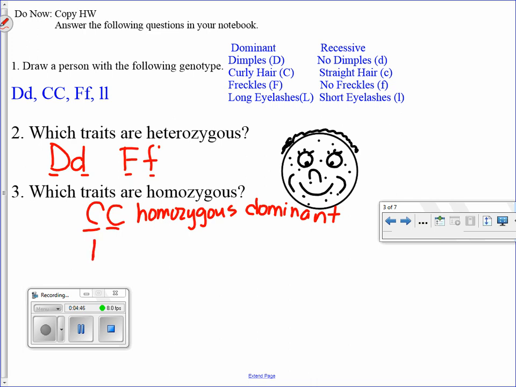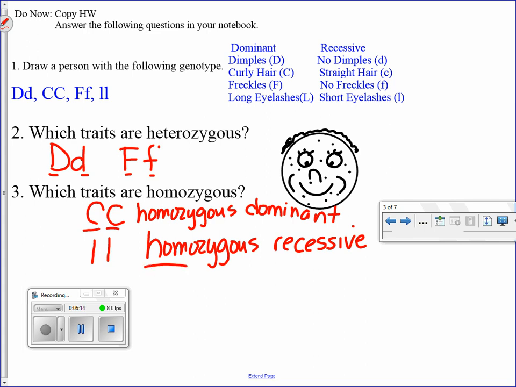LL for eyelashes. And this is homozygous recessive. Why is this homozygous recessive, Kaylin? Yeah, Miss Davis, let's go. Why is this homozygous recessive? Yes, you do. Let's go.